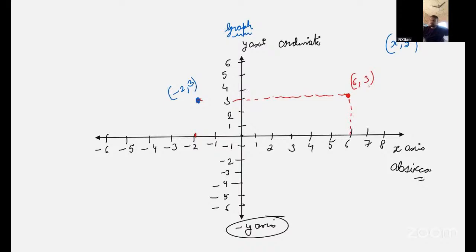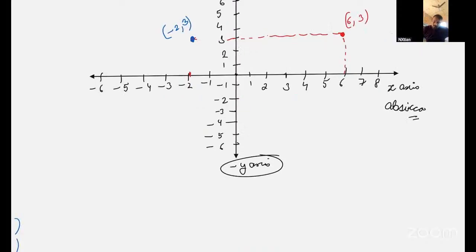Okay, now we'll do one more question. Who will tell me the answer of this? Nayantara, can you please tell me the point of this? What is the answer of this? It is x comma y, which would be 4 comma -5.